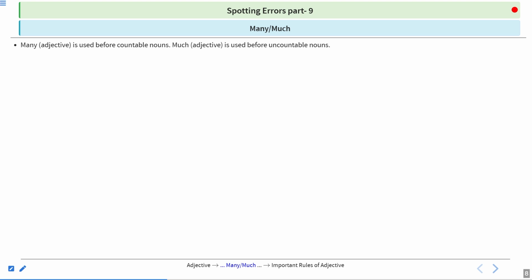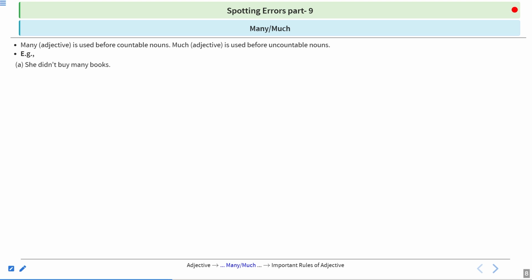Many is used before countable nouns, while much is used before uncountable nouns. So we use many with nouns which are countable, and we use much with nouns which are uncountable, which cannot be counted, like milk, sugar. We can't count them.